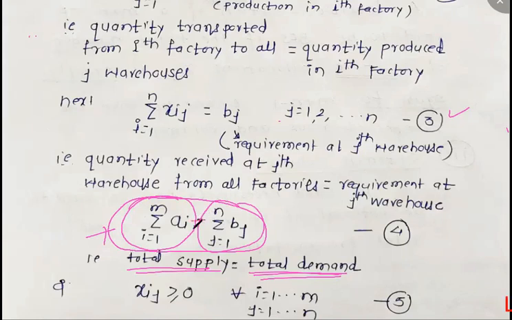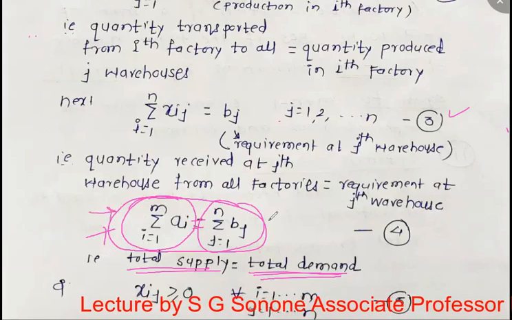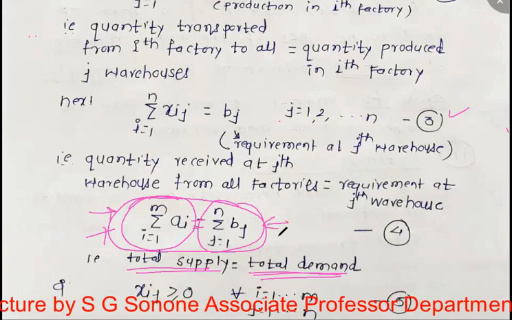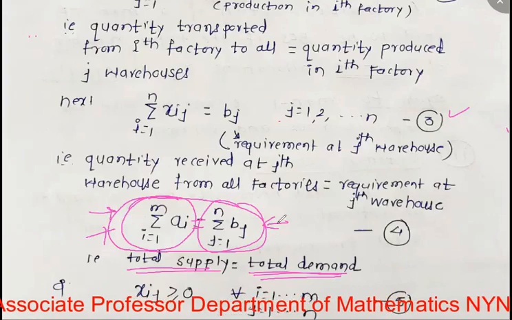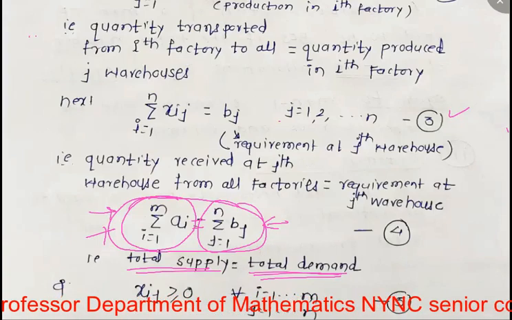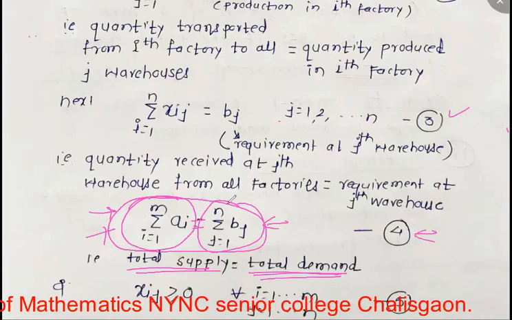So we assume that the total quantity available, or total quantity of goods produced at m factories, is equal to the total quantity of goods required at n warehouses. So this is one more restriction in the transportation problem.